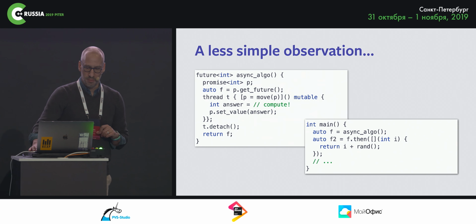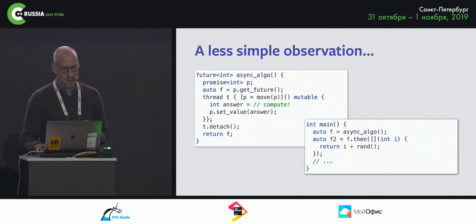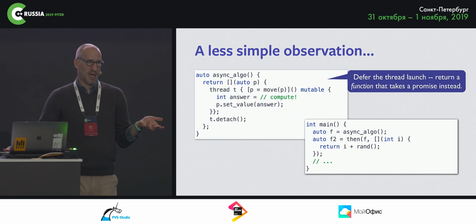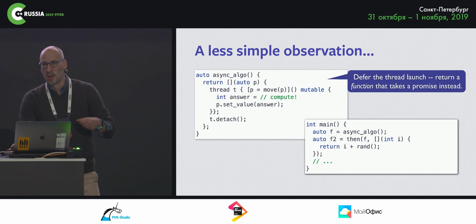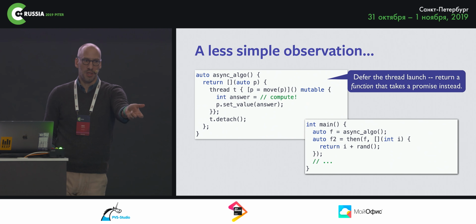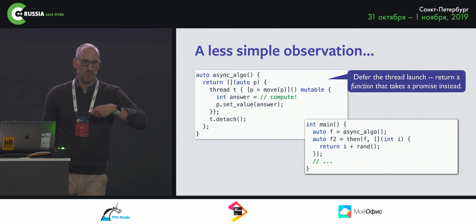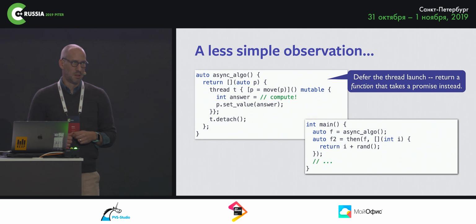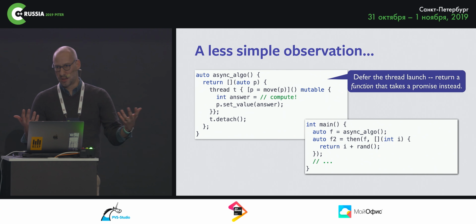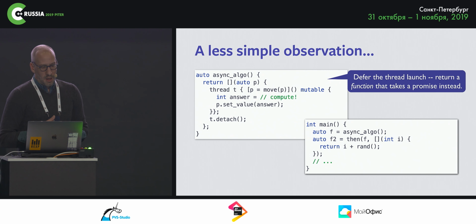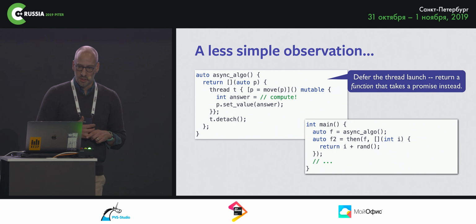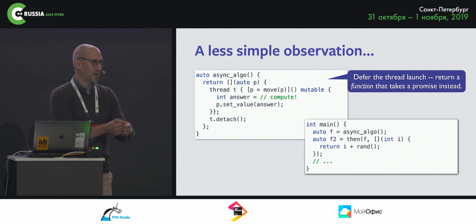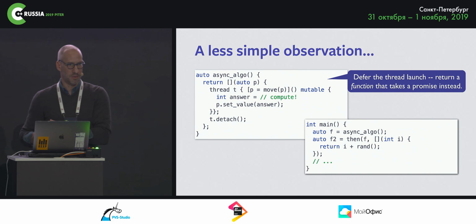So let's rework our example. Instead of launching the work eagerly, we're going to return back a handle to work that hasn't started yet. How do you do that? Well, you give the user a function instead of a result. Say, when you are ready, call this function, I will start the work and give you the result. So your asynchronous algorithms are now going to return lambdas. The lambda defers the thread launch. And the lambda itself takes a promise. You pass the promise in. The promise is going to receive the result.